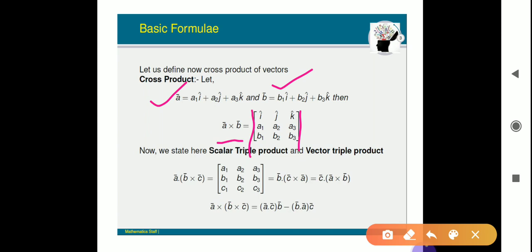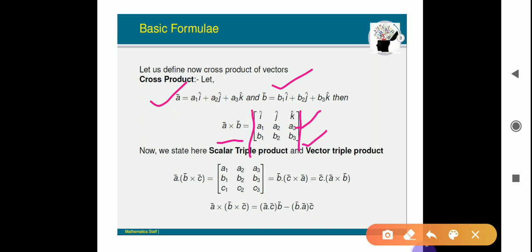So a bar cross b bar is equal to the determinant of i bar j bar k bar, meaning the first row is where we write the directions i bar, j bar, k bar. In the second row, the first vector, right, the coefficients of i bar, j bar, k bar, that is a1 a2 a3 here. And the third row is the second vector, b1 b2 b3. And after expanding this we get a vector quantity. So the cross product of two vectors gives a vector quantity.